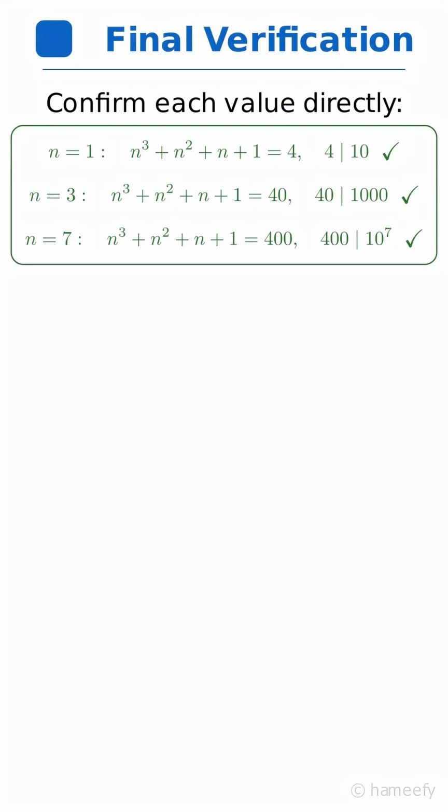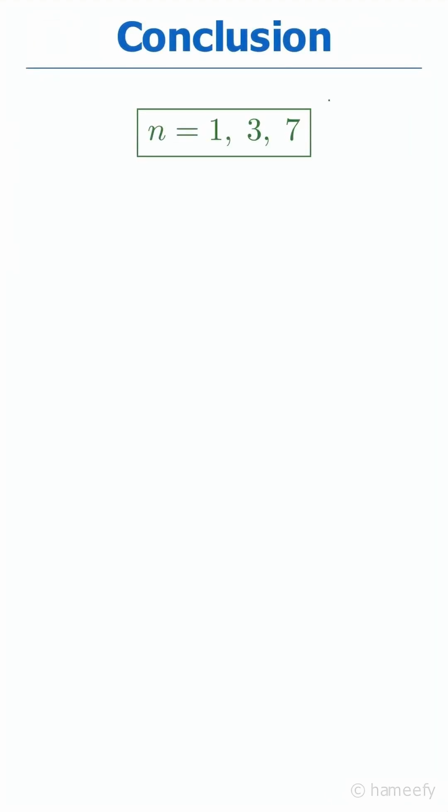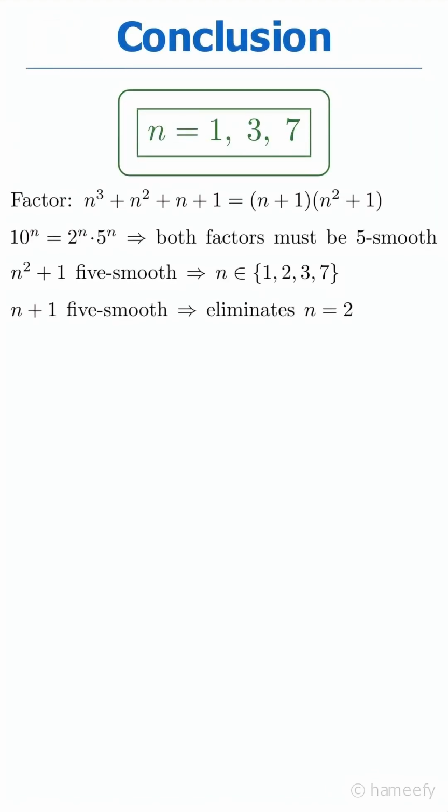In conclusion, the only positive integers n satisfying n cubed plus n squared plus n plus 1 divides 10 to the n are n equals 1, 3, and 7. The key steps were: factor the cubic into (n plus 1) times (n squared plus 1). Use the fact that 10 to the n is 2 to the n times 5 to the n to require both factors to be 5 smooth. Screen with a small table to get 4 candidates, then eliminate n equals 2 because n plus 1 equals 3 is not 5 smooth.